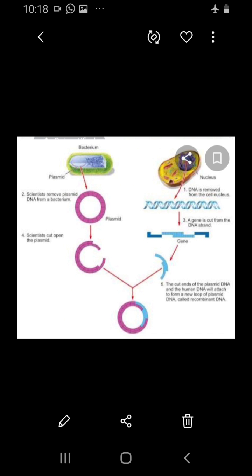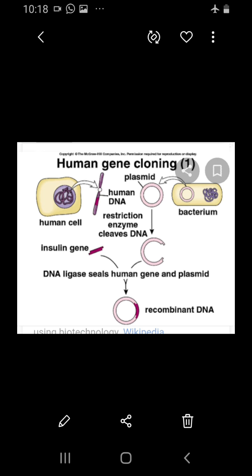Now let's see what gene cloning is. Human gene cloning, or commonly gene cloning: here an identical copy of a DNA is synthesized, the carbon copy of an individual is often called a clone, and the technique involved is called cloning, or gene cloning. In gene cloning, a gene or a piece of DNA fragment is inserted into a bacteria where the DNA will be multiplied.